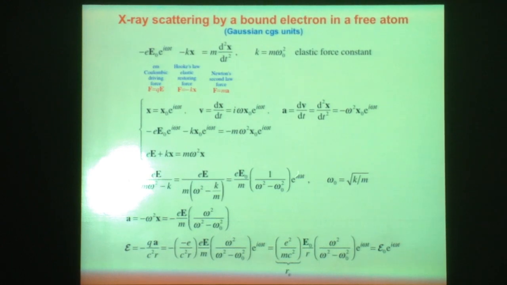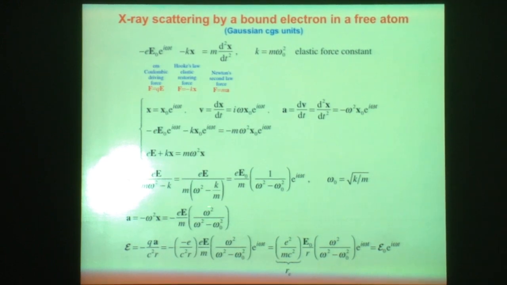Making those substitutions and carrying it through the algebra, we get down to this. We can define this ratio k over m, its square root, call that omega 0. Okay, so we have the frequency of the radiation and a natural frequency for the oscillating electron, depending on this restoring force constant and the mass of the electron.